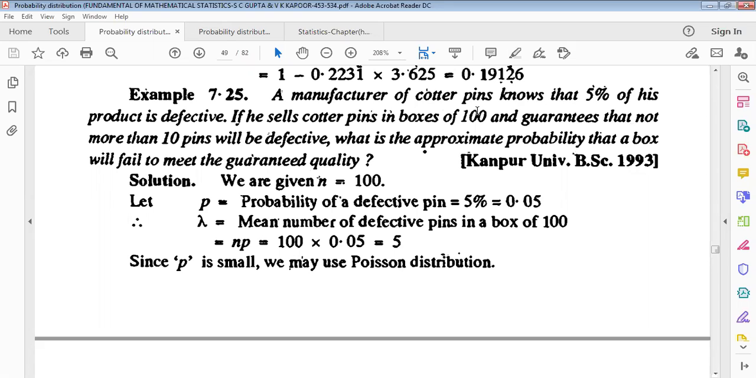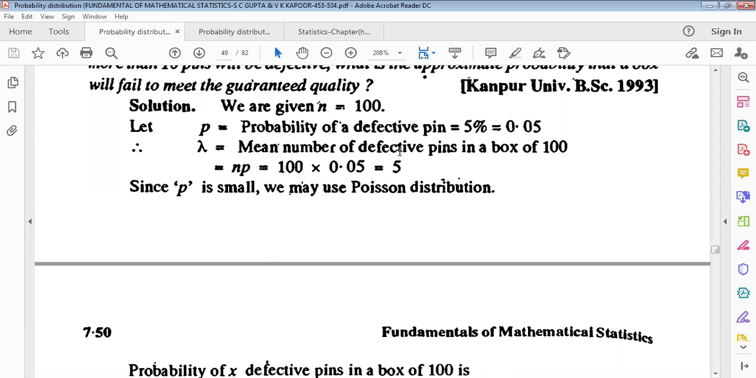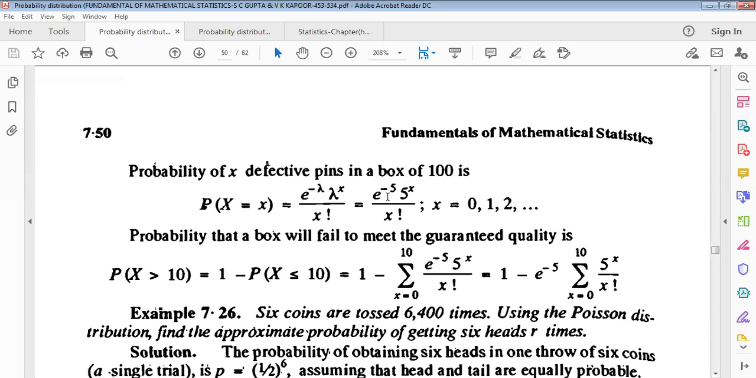So we are given the total number of pins in the box, 100, and the probability is given as 5%. The mean, m or lambda, will be np. N means total number of pins, 100, and 0.05 is the probability, so we get a mean of 5. Since p is very small, depending on the mean we have to choose the probability distribution. So the Poisson distribution can be applied here.